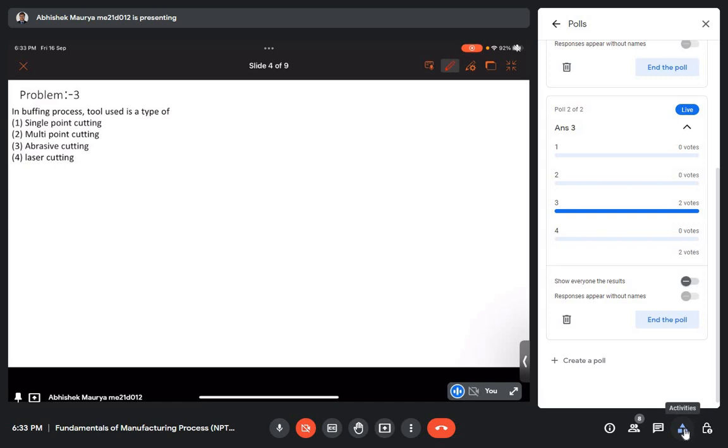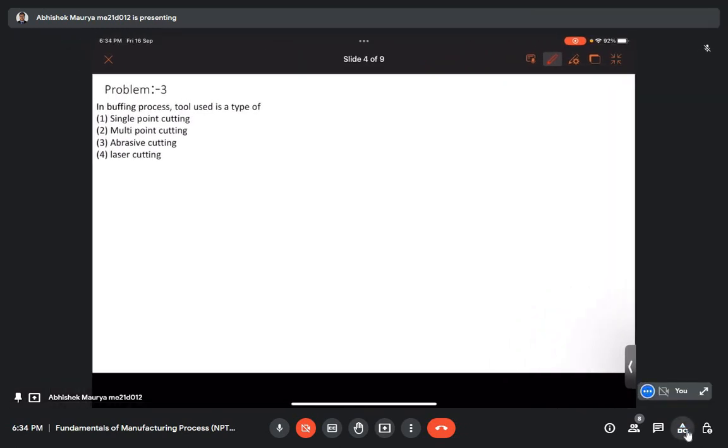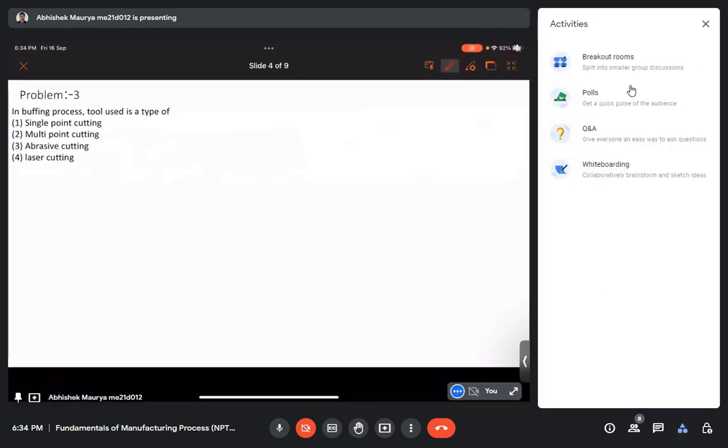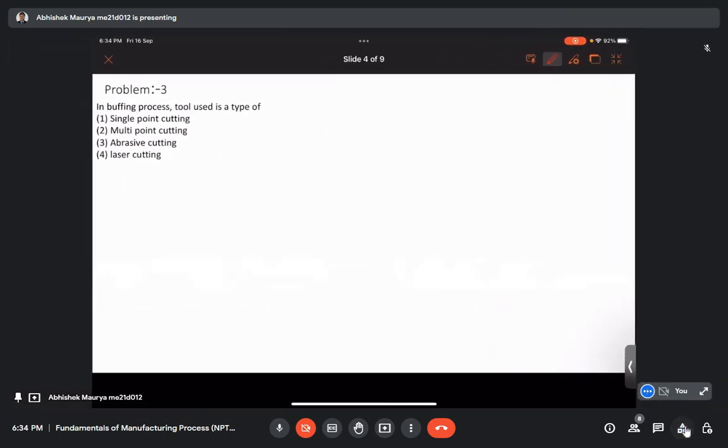Can you give your response in the polling section? You can find the polling section at the bottom, in the activities, where there is an icon made up of a triangle, square and circle. There you find polls. If you give your response in the polling section, then I think all of the others can give their response independently.